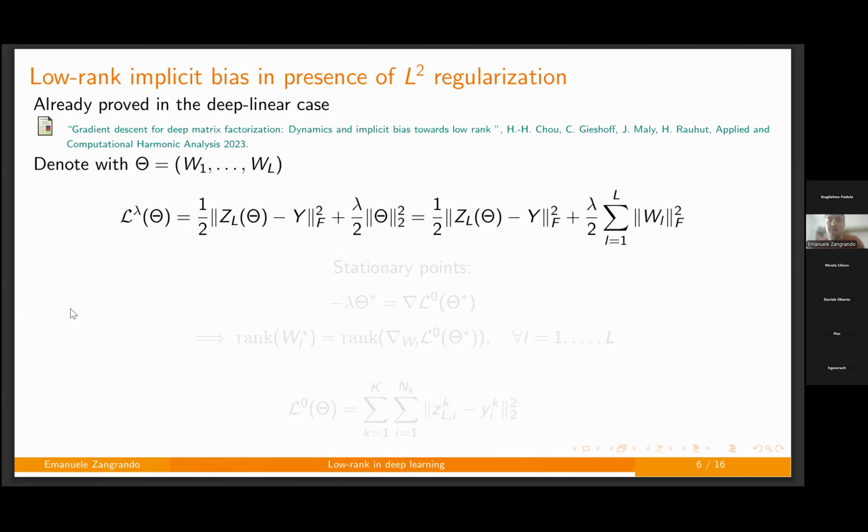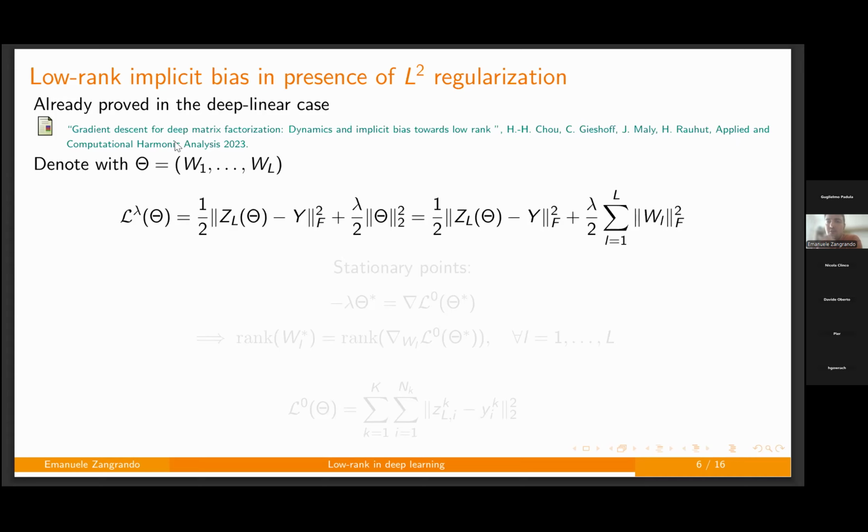This problem has been already studied in multiple settings. There is a lot of literature, and a lot of people study this problem in what is called the deep linear case. Essentially, it's the case in which the nonlinear activations are the identity. So they are linear in some sense. The network is linear from input to output, but it's nonlinear in the parameters. And the function we want to optimize to train the network is non-convex in any case, even if the nonlinearities are the identity.